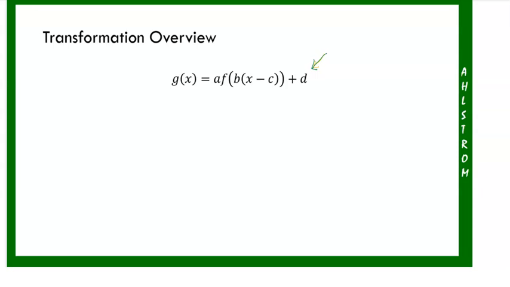Okay, so first of all, you know that C and D are going to be the translations. The C tells us right or left, and D tells us up or down. For example, if you had g of x equals (x minus 4) squared plus 2, we know that it moved right 4 and up 2.